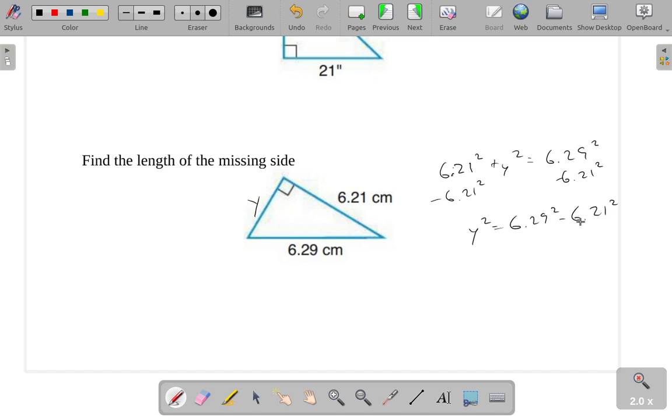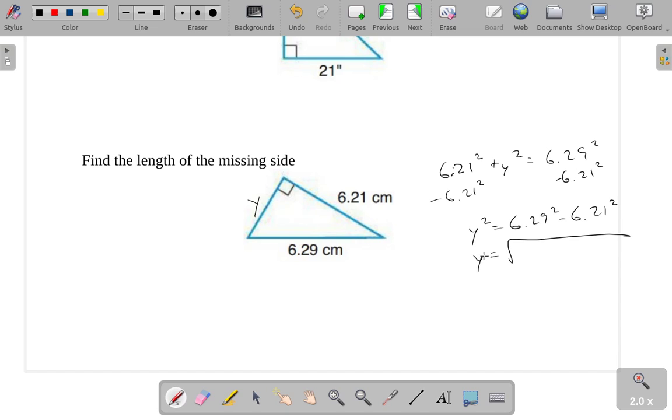I'm intentionally not actually squaring these numbers because that doesn't really add anything to this particular discussion, and they just get a little bit more ugly. So I'm just referring to this number as 6.29 squared, this number as 6.21 squared. One thing you do not want to do is think that you can do 6.29 minus 6.21 and just square that result. That would mess up your order of operations, and that doesn't work.